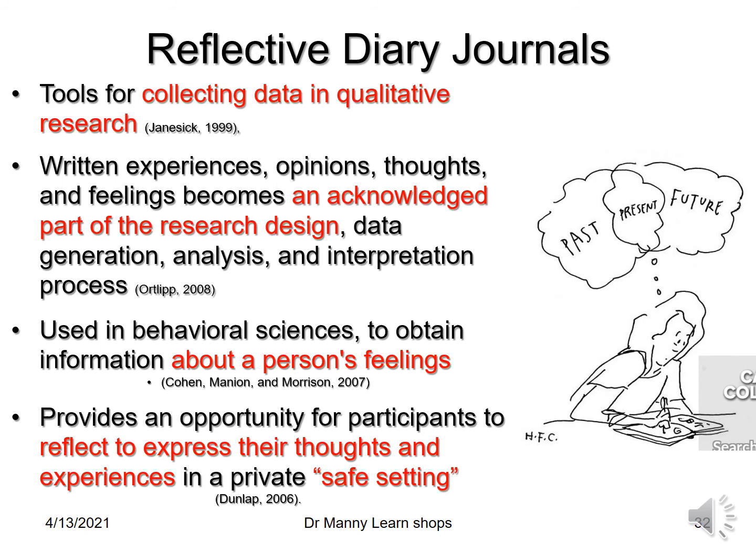A reflective diary journal, or a reflective journal, or a diary journal, is another method of gathering data, and it adds to data triangulation and rigour, or quality, or credibility, or trustworthiness of the study. This is a tool for collecting data, typically in qualitative research, where written experiences, opinions, thoughts and feelings become an acknowledged part of the research design.